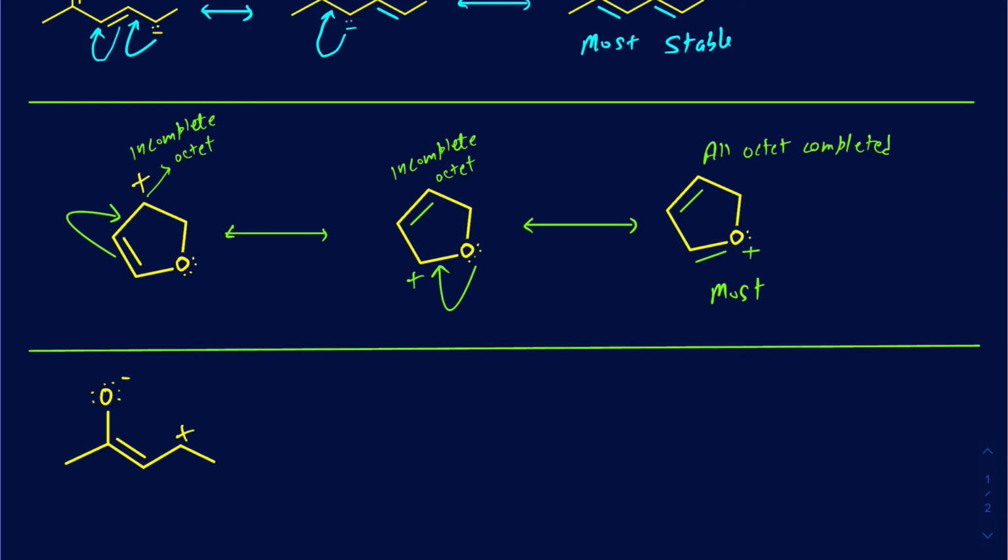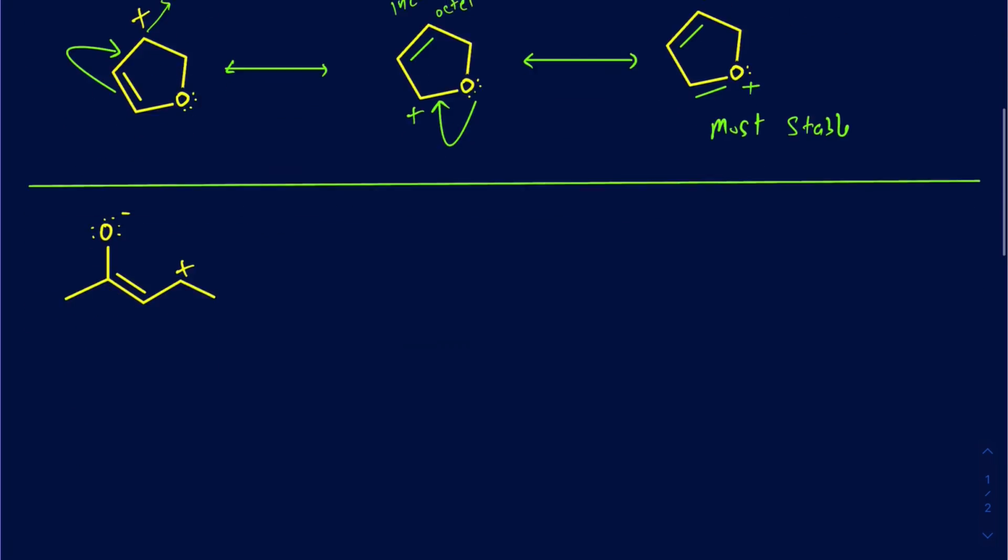That's the very first thing you want to look for. Whichever structure gives you the most octets completed, that's going to be the most stable. Then you don't really have to look at the next things, which is fewest resonance and who's getting the positive and negative charge. So that's the next thing you would look for after you focus on the octets first.